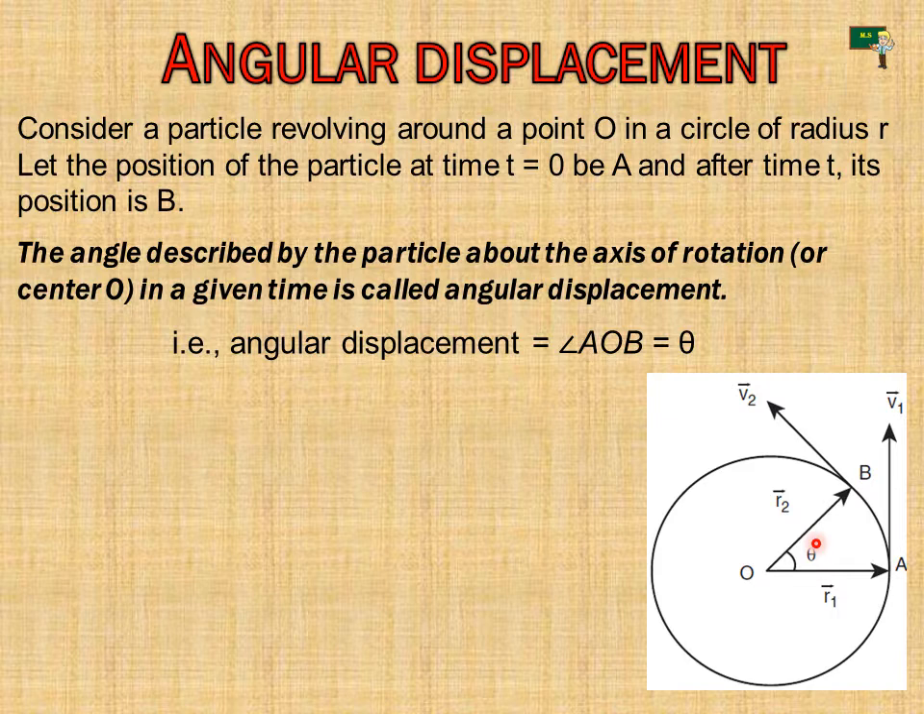This is the angle described by the particle while it is moving about the axis of rotation, the center O, in a given time, and it is called angular displacement. That is, angular displacement is equal to angle AOB, which is equal to theta.